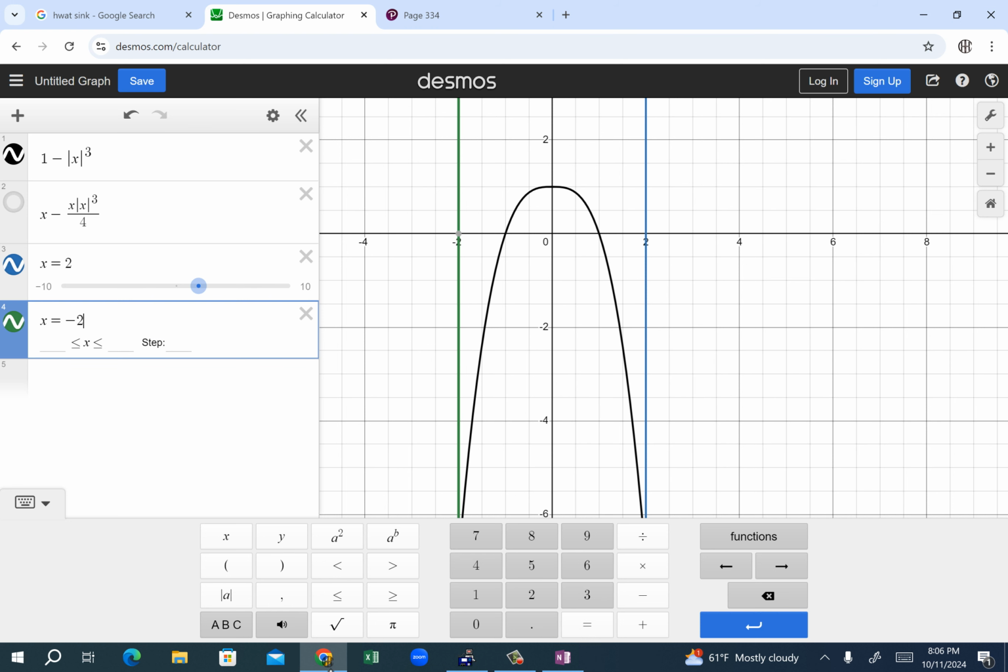It seems pretty clear that there's less area below the axis than there is above the axis, and that's what we're seeing here. And so negative 4 is actually the max.